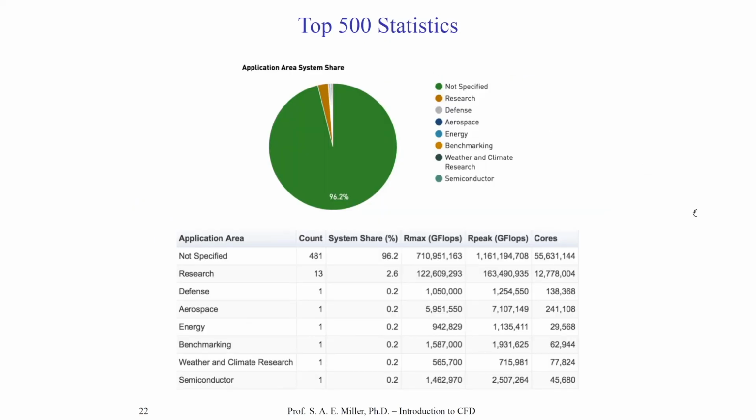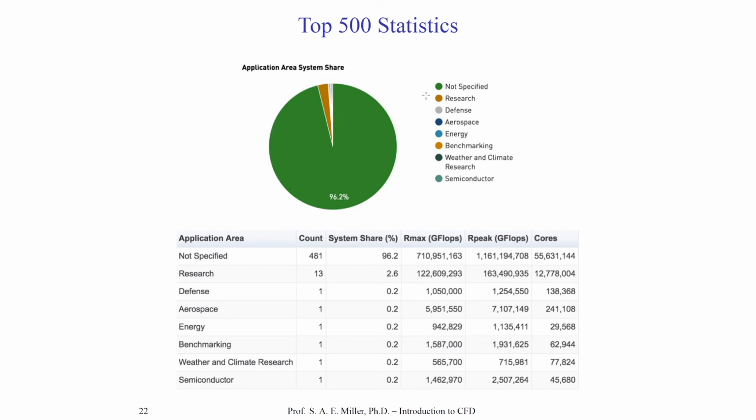Let's look at some breakdown in these statistics just for fun at the time of this writing, and I encourage you to do so too, from the top500.org website. This is a breakdown by applications. 96.2 percent of the reported applications were not specified. A small sliver of that was reported as research, and smaller portions were defense. So in the order of use of supercomputers, it is reported that most of it is not specified by the group operating the supercomputer, meaning it's probably classified work.